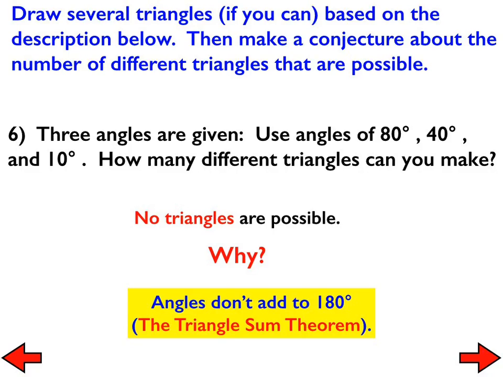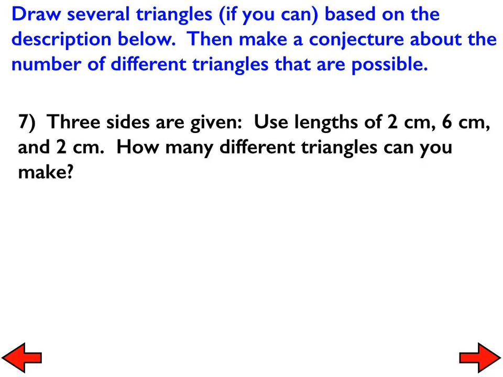All right, let's go to number 7. This time we're going to grab our ruler, and I want you to try and create a triangle with sides of 2 centimeters, 6 centimeters, and 2 centimeters. I want to know how many triangles you can make. So as you went through this one, you realized you can't make it, right? But the question is, why can't you make a triangle out of this?